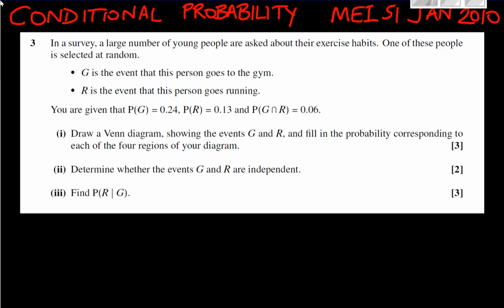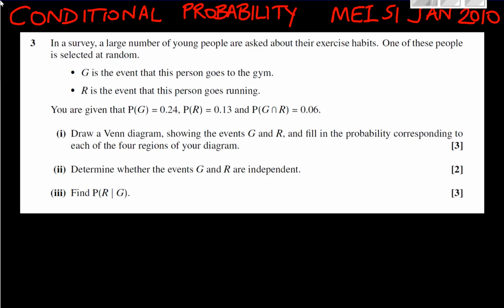Hello, this is a demonstration of conditional probability as set out in the MEI S1 syllabus, and I'm going to use January 2010 question 3 as an example. Just quickly looking at it, you can see it's a three-part question in which they're going to ask us to create a Venn diagram with our probabilities in.